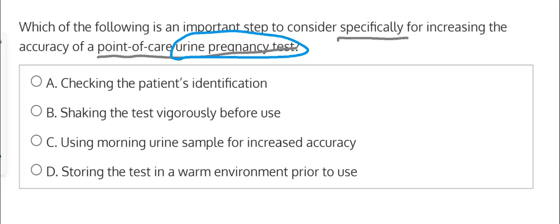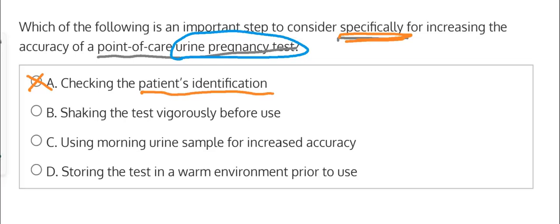Option A says checking the patient's identification. And that is something that is always important before you do any sort of testing, because you need to make sure it's the right patient for accurate results. However, in this question, they wrote to specifically consider the urine pregnancy test. So it's already understood that this is a step you have to do for any sort of testing. We want to get a little more specific from here. So this is something important, but not specifically for this question. Let's keep looking at the other choices.